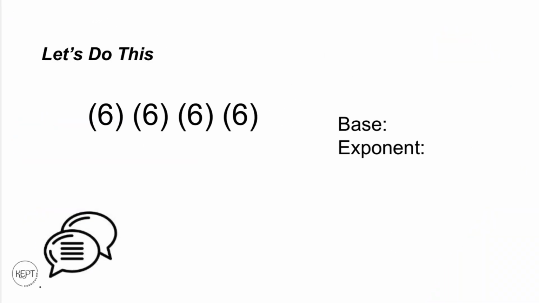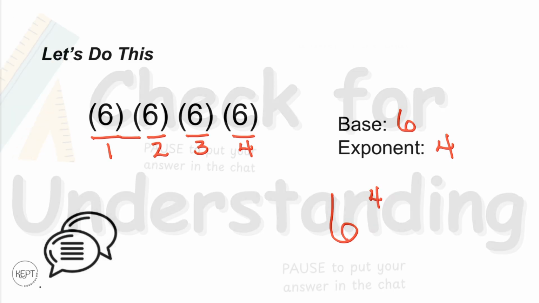Let's do this together. What is the base that we see? Well, we remember that our base is just our factors being multiplied. And because we have these parentheses, that means multiplication. So our base is 6. 6 is our factor being multiplied. How many times is that being multiplied? 1, 2, 3, 4. That means our exponent is 4. So our exponential form for this problem is 6 to the 4th power.